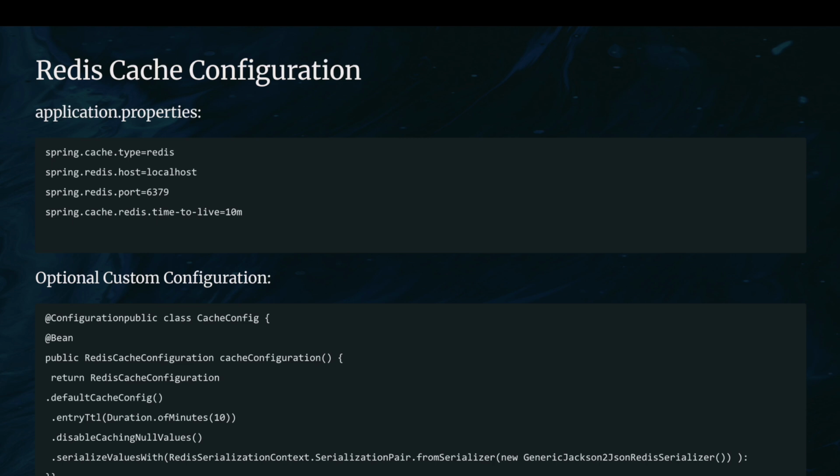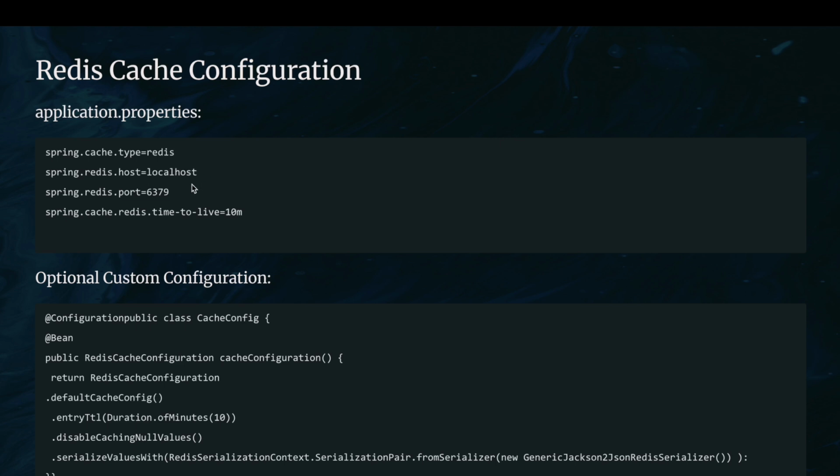Then, what configuration you need to do in the code in order to implement the Redis cache. So first, you have to give the configuration in application.properties, like spring cache type, which is Redis, and then you have to give the host, port and time to live.